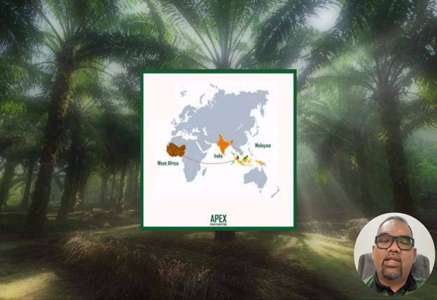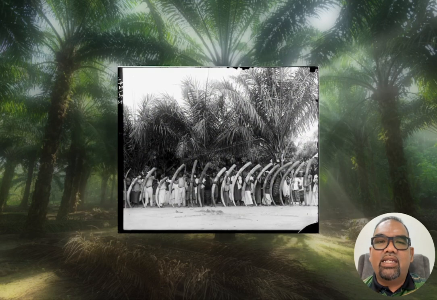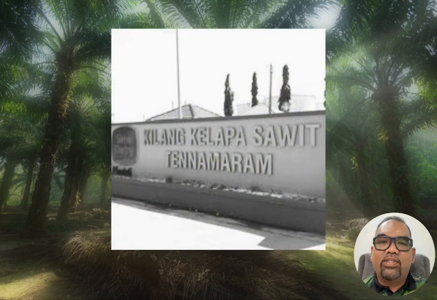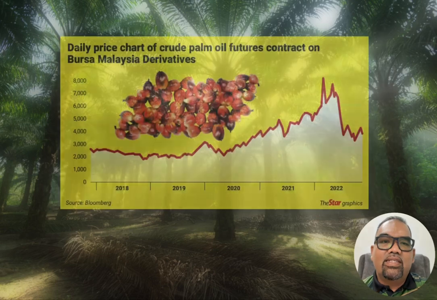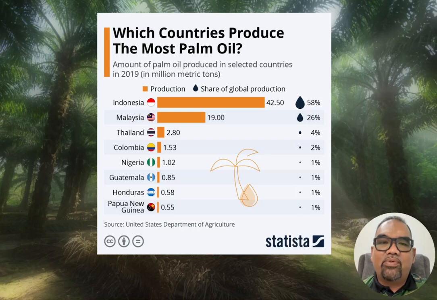Originally from West Africa, oil palm was introduced to Southeast Asia in 1848 and later developed commercially in Sumatra. It was introduced to Malaysia in 1911 by Sir N. Falconer, leading to the establishment of the first commercial oil palm estate, Tenamaram Estate, in 1970. Since then, oil palm has become Malaysia's top commercial crop, making the country the second largest oil palm producer globally after Indonesia.